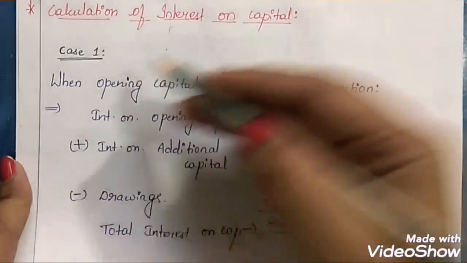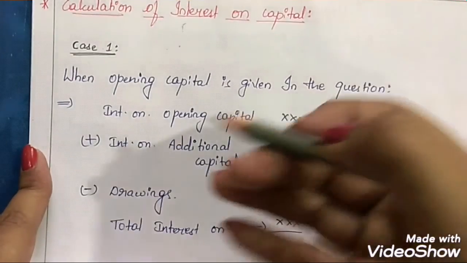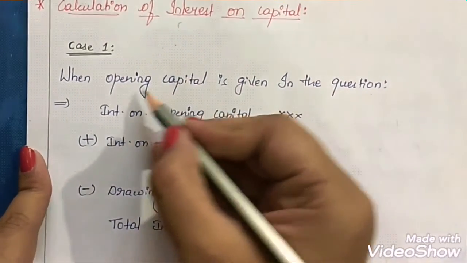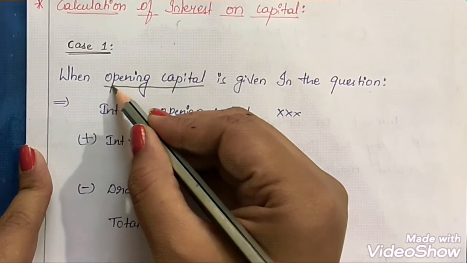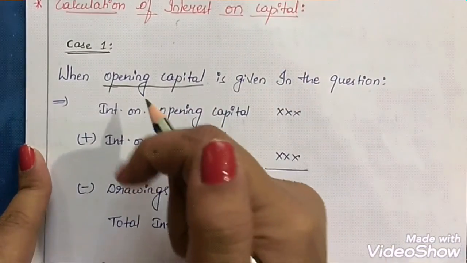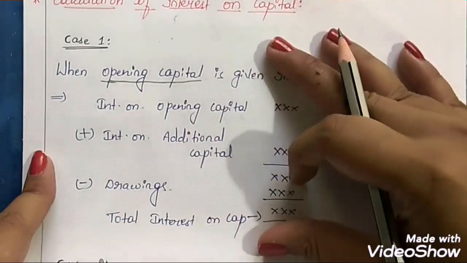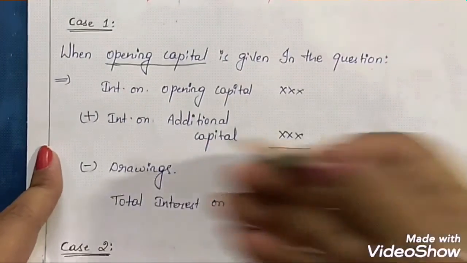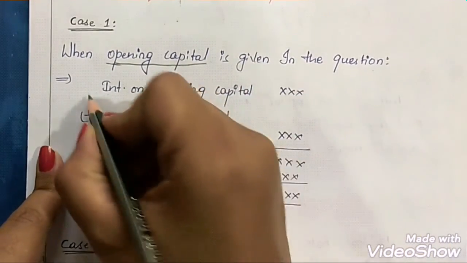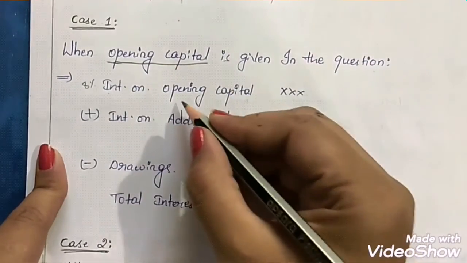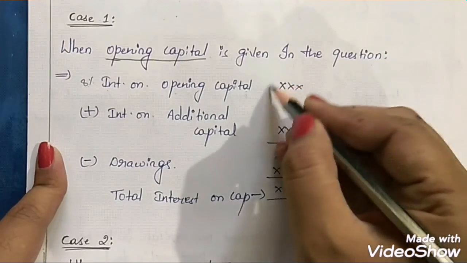Okay, so the first case is when the opening capital is given in the question. So as I told you, the interest on capital is always calculated on the opening capital, right? So it is very important that we know the opening capital of the partners, right? So this is the case when the opening capital is directly given in the question, right? So in this case the process is very easy, right? So first of all, what we have to do is calculate the rate of interest. For example, here the rate is 8% and we know the opening capital. So we have to calculate 8% on the opening capital, then we'll get a certain amount.